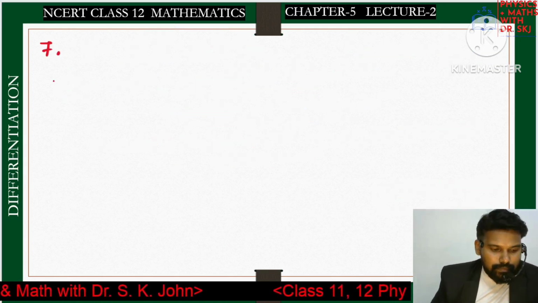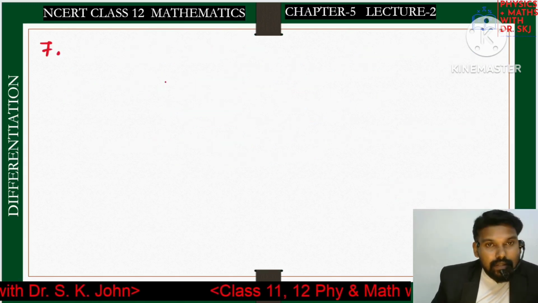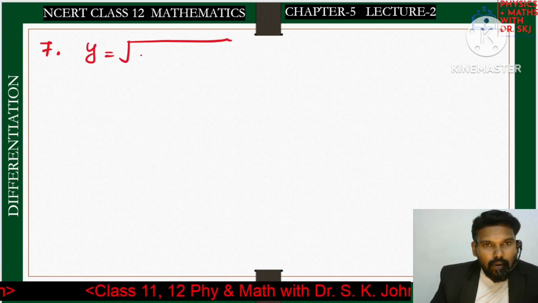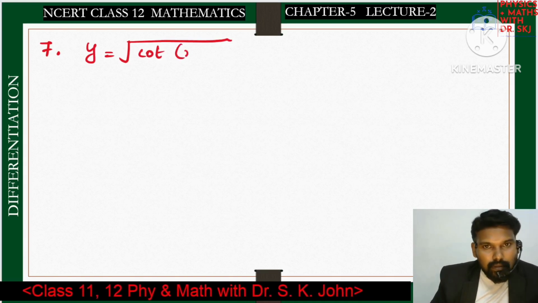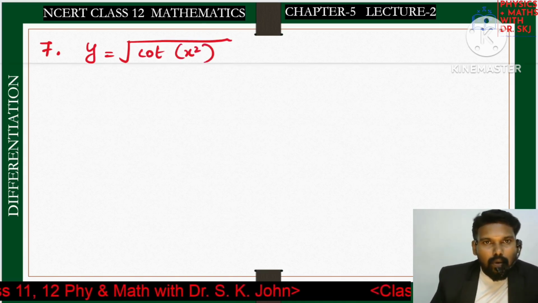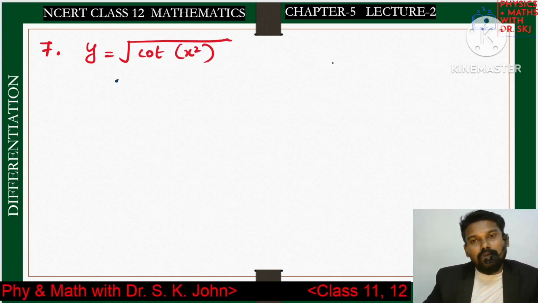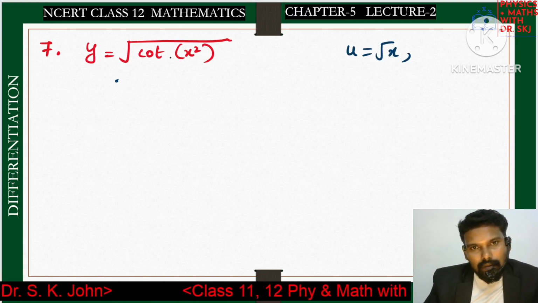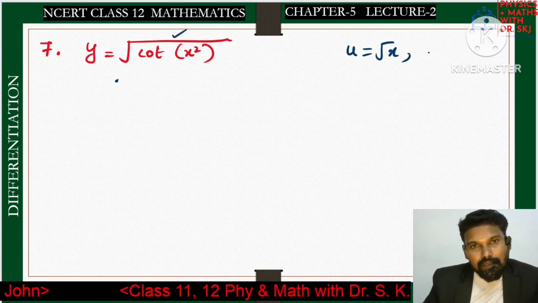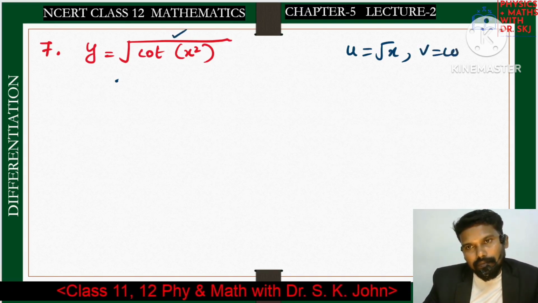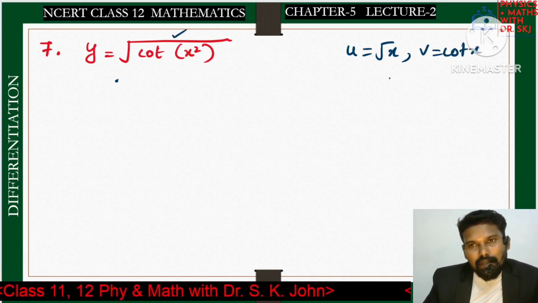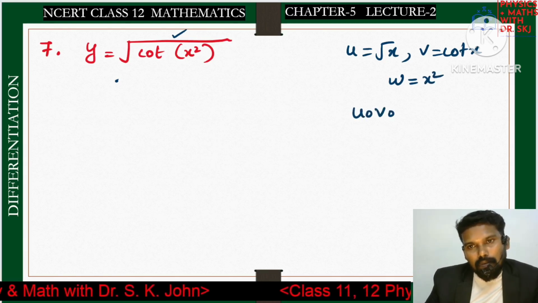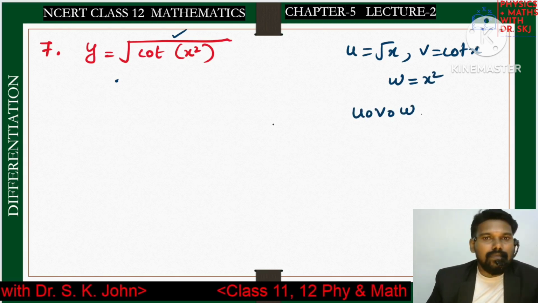The seventh question of NCERT exercise is y is equal to root of cot x square. This is the composition of three functions. The first function is root x. That is why there is a root. The second function is cot x. And the third function is w. W is x square. So this is u composition, v composition, w.